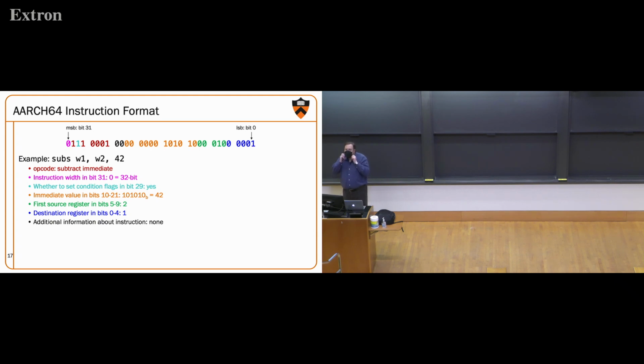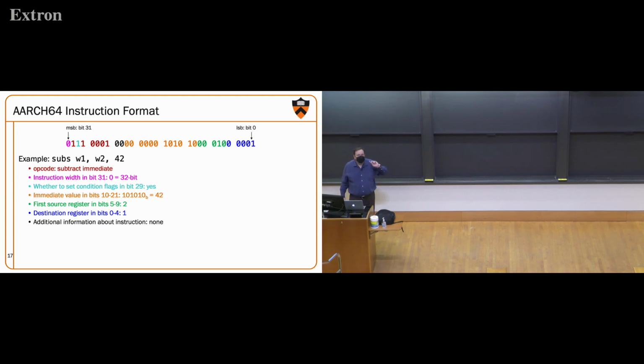So again, we march down all of these different fields, and we try to figure out what they're telling us, or what they're telling the hardware. Most significant bit is a 0. We know this is going to be operating on 32-bit quantities. Bit 29 is a 1, so we're setting the condition flags. So we know this is a subs and not a sub instruction. We have those red bits. Together they tell you this is a subtract involving a source register and an immediate value. So subtract immediate.